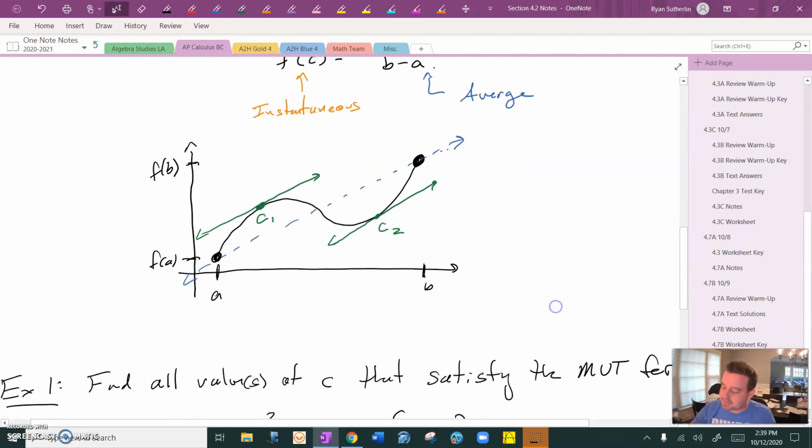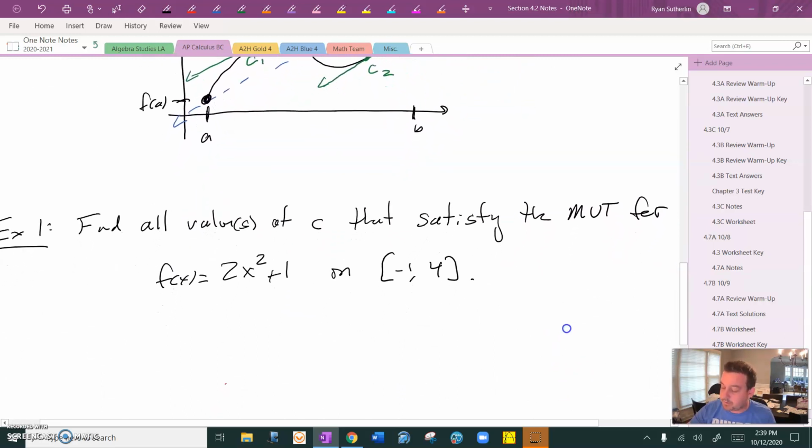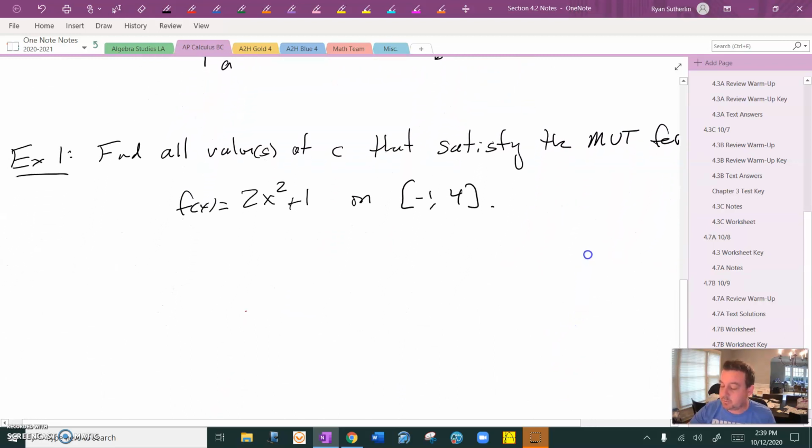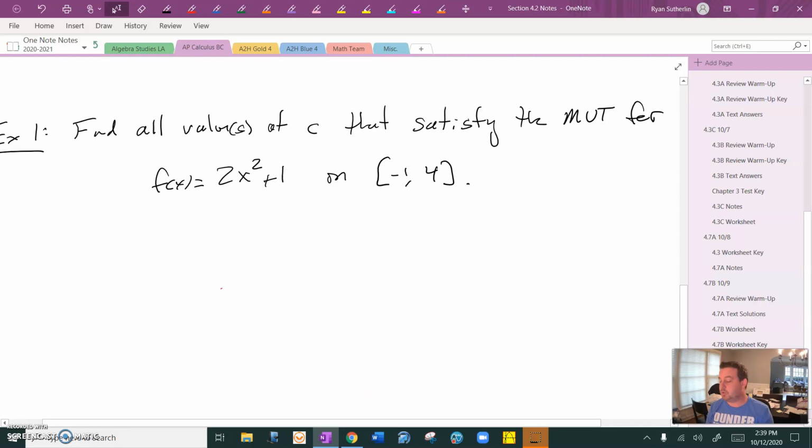So let's see an example here and how we can solve it using algebra. I'm going to read through it, and what I would suggest doing is pausing the video, trying the problem, and then I'm going to go through a very structured way of how to approach mean value theorem problems. Find all values of c that satisfy the mean value theorem for f of x equals 2x squared plus 1 on the interval -1 to 4. So go ahead and try the problem.